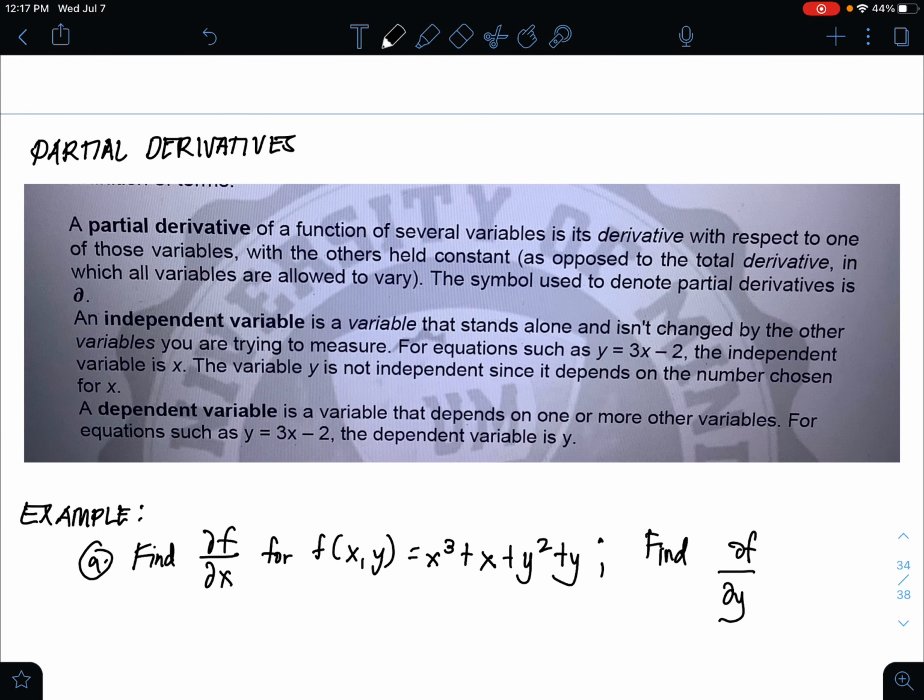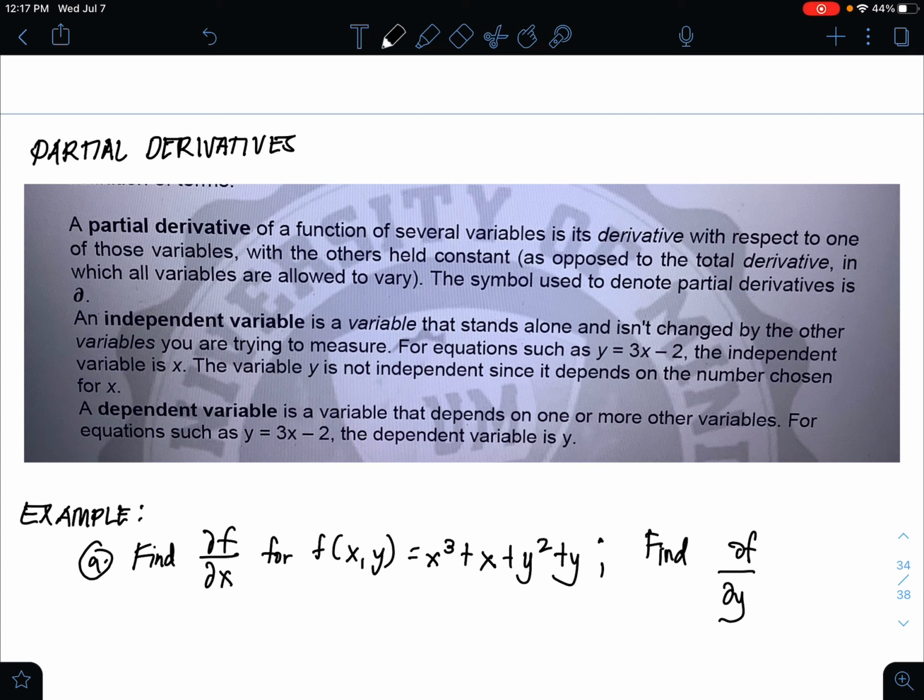Okay, hi everyone. So now we will be talking about partial derivatives. A partial derivative of a function of several variables is its derivative with respect to one of those variables. So in a nutshell, if, for example, you're going to derive with respect to x, then you treat y as constant.